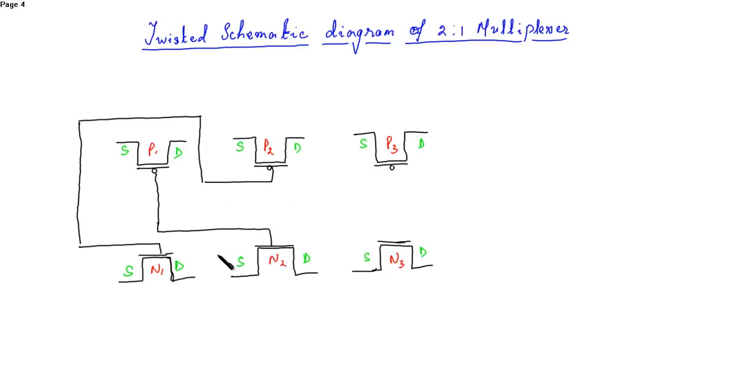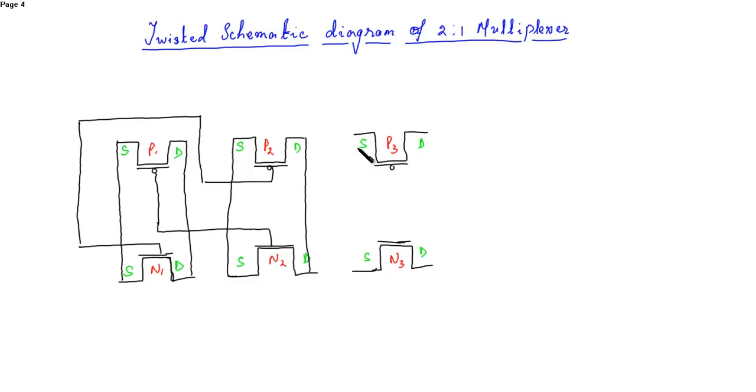So the two gates are connected. Now the source of PMOS and NMOS of a transmission gate are connected. The drains are also connected. So connect from here to here, and connect from here to here. Similarly, this is also the transmission gate. Source to source, drain to drain.